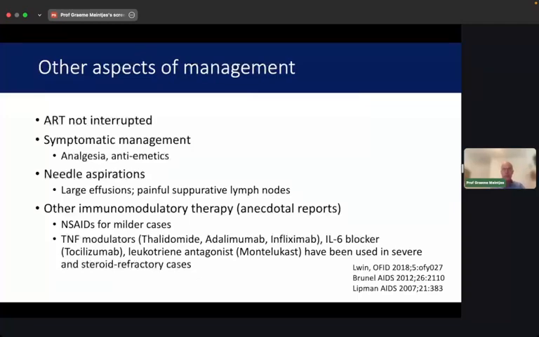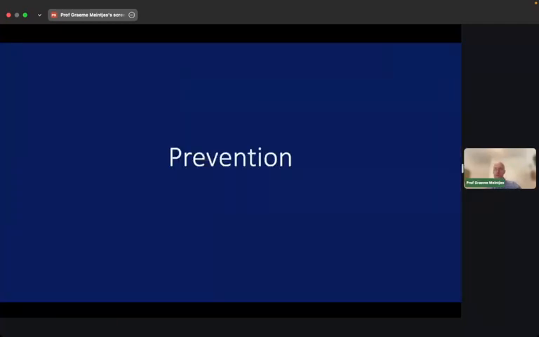And one, thalidomide has been used in refractory cases of TB IRIS with good response. Just anecdotal. Obviously, one needs to be incredibly cautious around the issues of pregnancy and teratogenicity. But it is an option. And then things like TNF blockers and IL-6 blockers have also been used, but in only very rare steroid refractory cases. I just want to move on to discussing prevention.